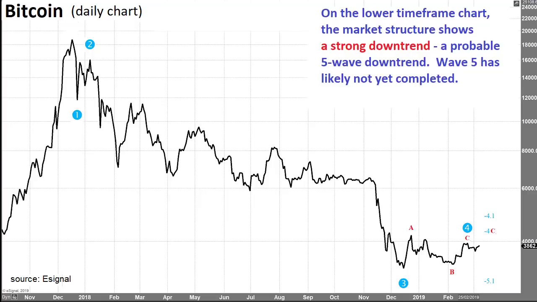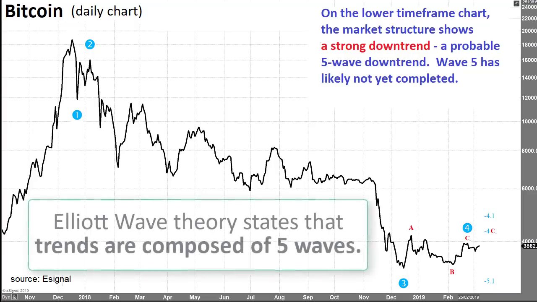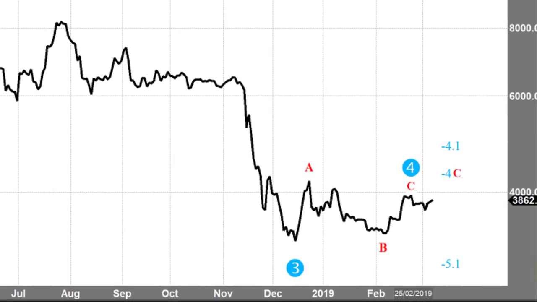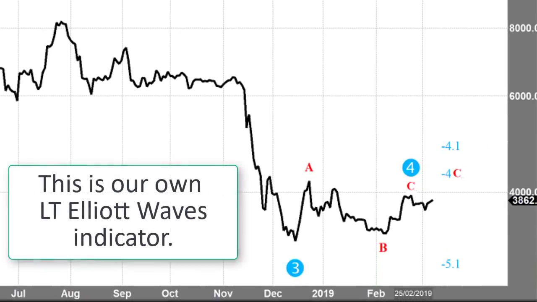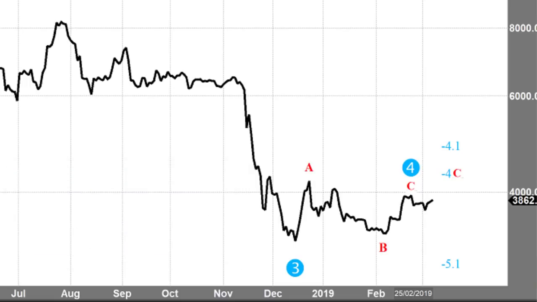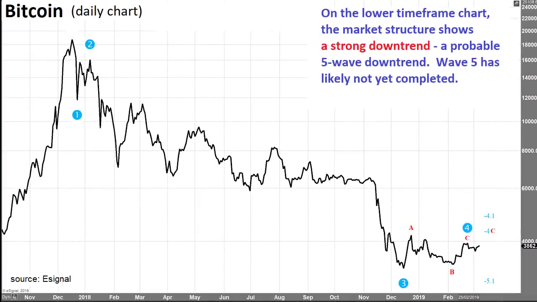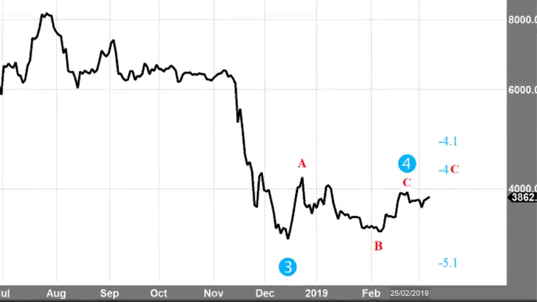But also, when you look at this chart, you see that this downtrend is composed of 5 waves. I'm a great believer in Elliott wave theory, and our Elliott wave count shows that there's been a probable 5-wave downtrend on this daily time frame. It's very likely that the 5 waves have not yet completed. It's likely that we're still in the 4th wave. We haven't yet completed wave 4, and wave 5 will potentially come in the next few weeks or maybe the next few months. But bottom line is, on the lower time frame daily chart, we can see a clear 5-wave move, a clear downtrend in the price of Bitcoin.